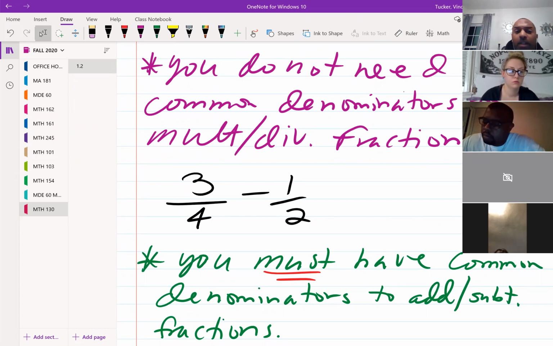So once again, you do not need common denominators to multiply or divide fractions, but you must have them in order to add and subtract fractions.